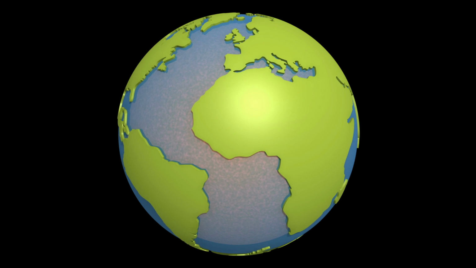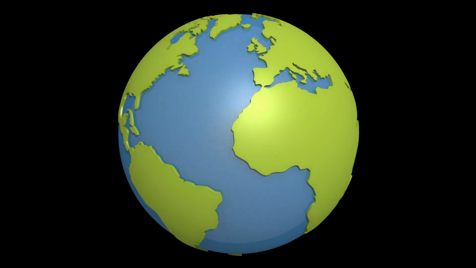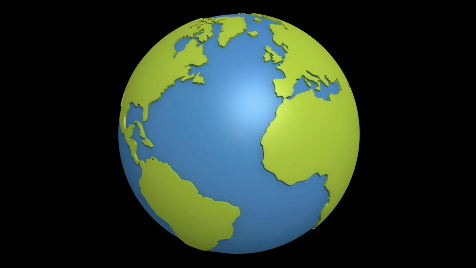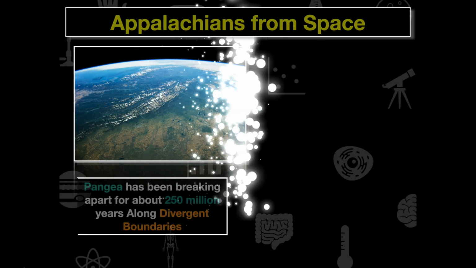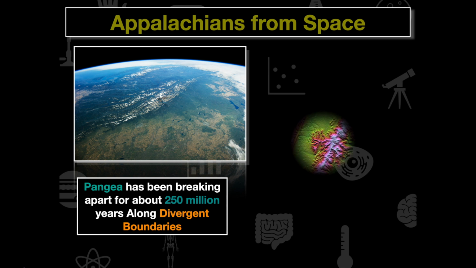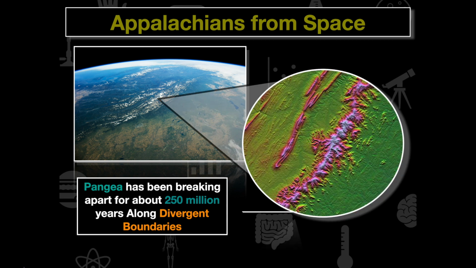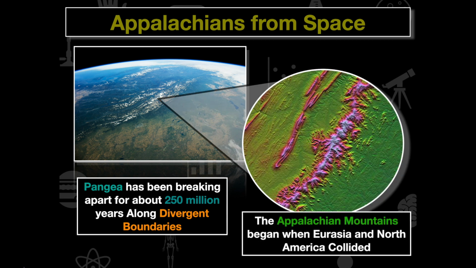They're maybe only moving about 1 millimeter a month, and that's about the rate that your fingernails are growing on a daily basis. Now, we can actually see in the Appalachian Mountains how they were formed. So Pangaea has been breaking apart for about 250 million years along these divergent boundaries.